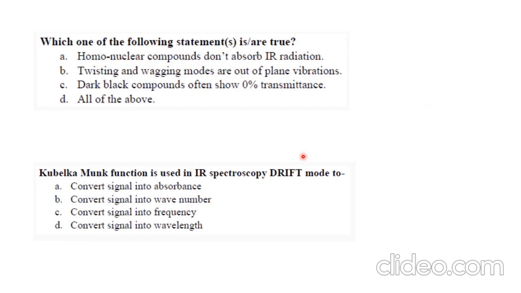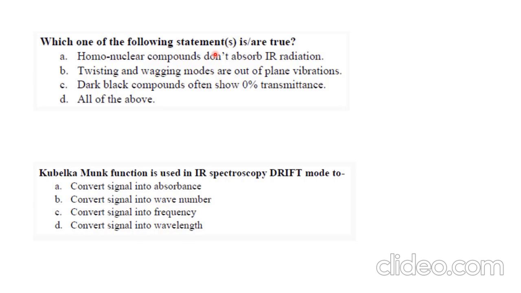So now let's come to some of the assignment questions which were used in the previous lectures. Which one of the following statements is true? Homonuclear compounds don't absorb IR radiation. Twisting and wagging modes are out of plane vibrations. Dark black compounds often show 0% transmittance. Or all of the above. Can anyone tell me what is the answer for this?